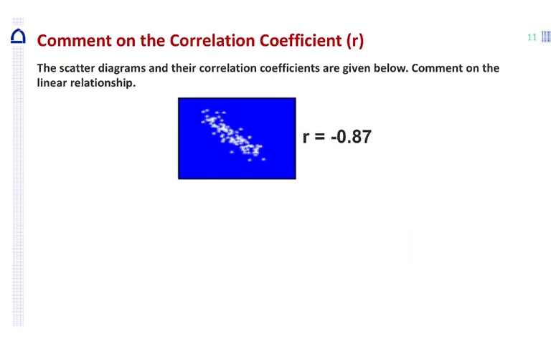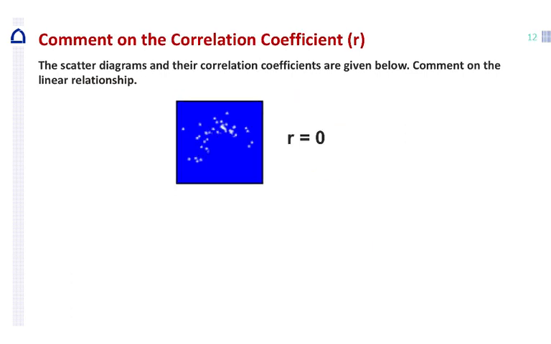And here we go. r is -0.87. So again, as you can even see in the picture, it's very clear. I would call this strong. The dots seem to match with the line pretty well. They're pretty close to the line. It's a strong, negative, linear relationship.